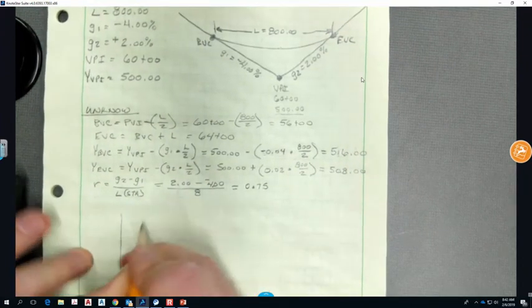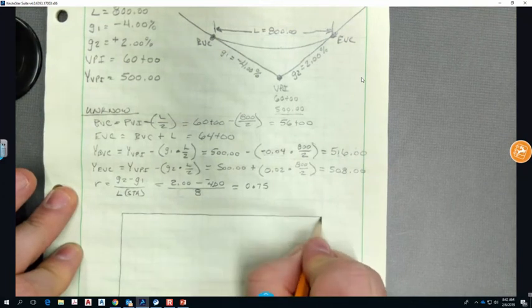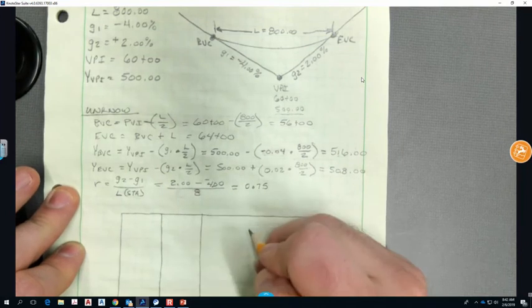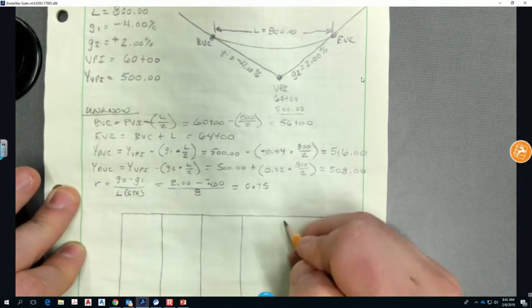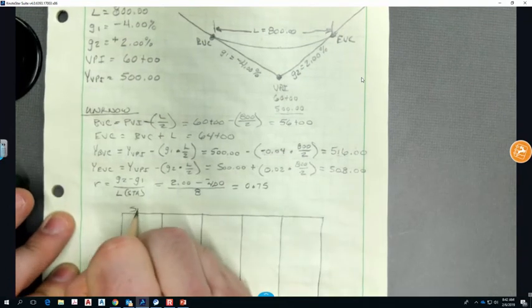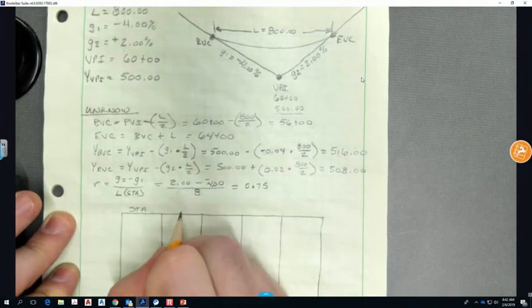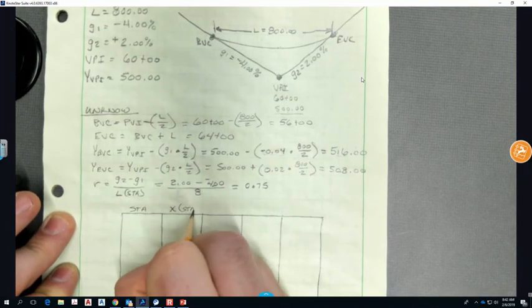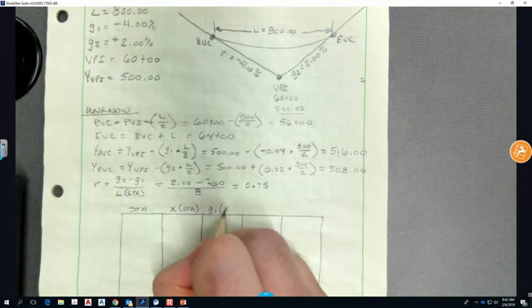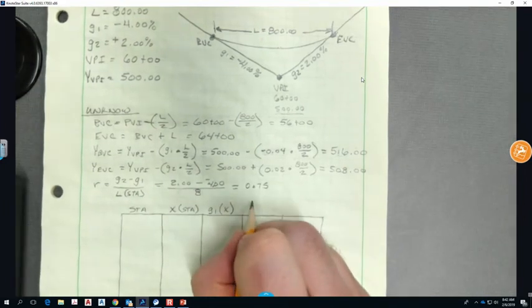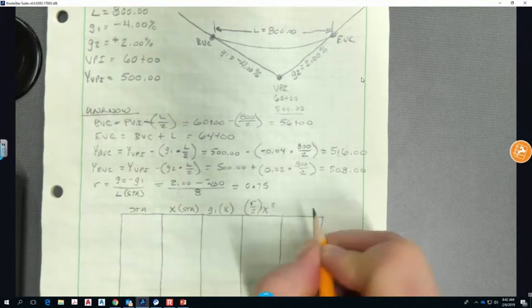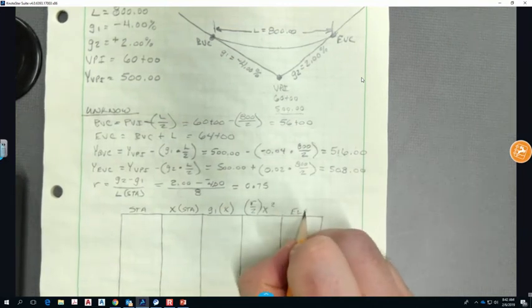Let's go ahead and make our table together. We have the station, the X in stations, G1 times X, then R over 2 times X squared, and then we have our elevation.